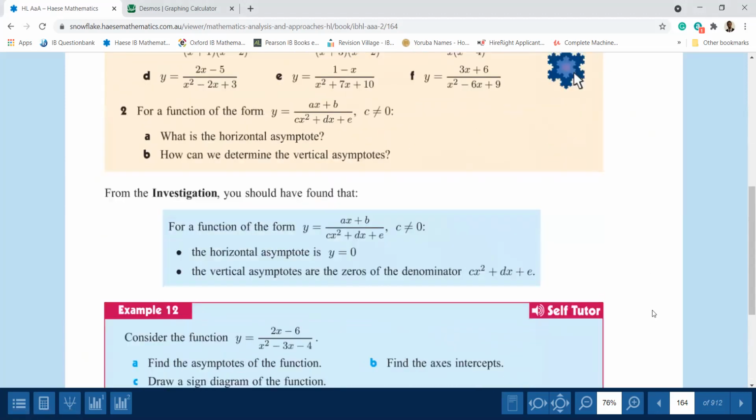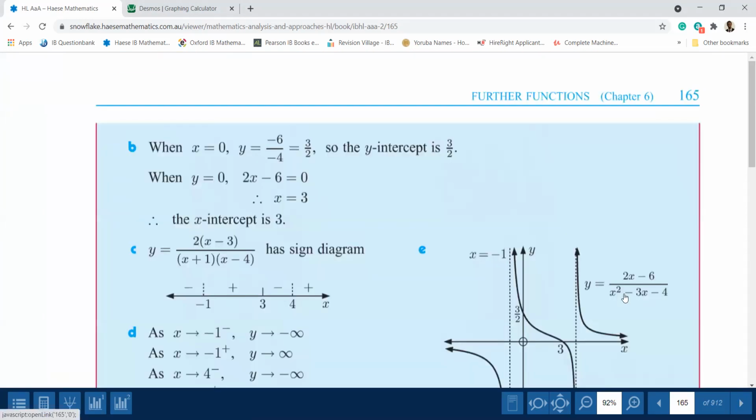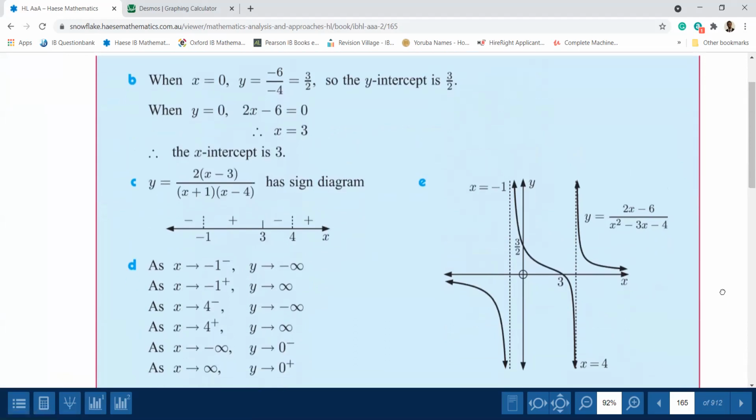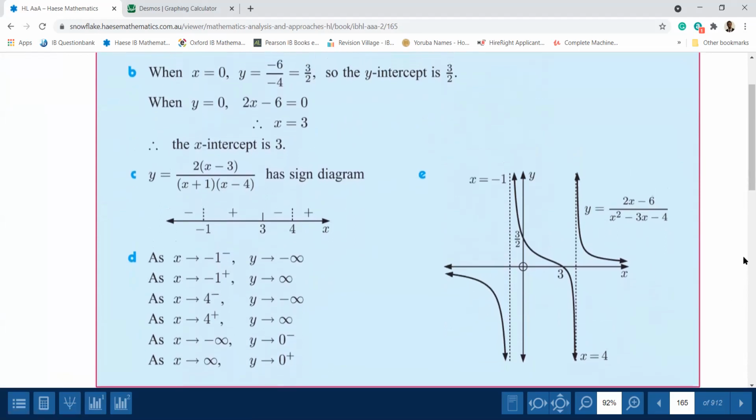So I'm going to send you this page. Can you see the screen, Yanko? So the intercept is not 2x minus 6. It is the value of x when 2x minus 6 is 0. So please fix that. Okay.